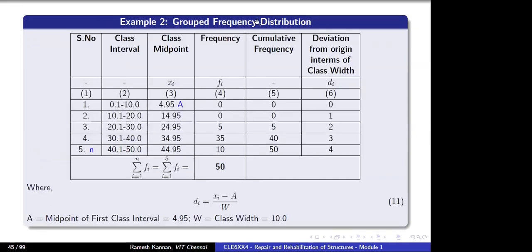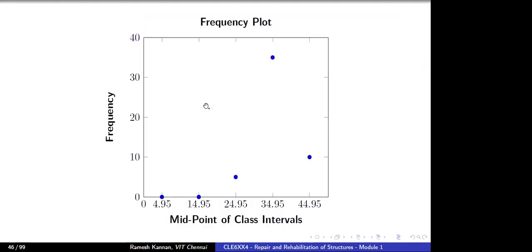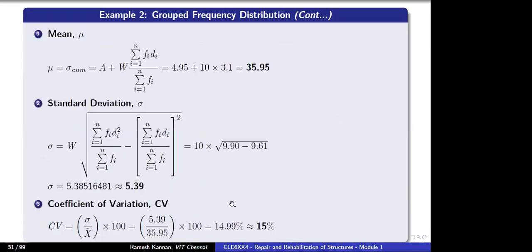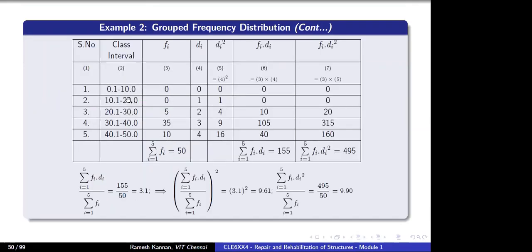So next will be the group frequency. I'll just group them in class intervals, find the midpoint, and find the parameters: the mean, standard deviation, coefficient of variation. You can see there'll be a slight variation in the values for the same sample. The reason is that in group frequency we group based on some particular category, so this is also a classification. So we portray the number of samples having 0.1 to 10 Newton per millimeter square. There's no sample there. Then 30 to 40, 35 samples, and 40 to 50, 10 samples.